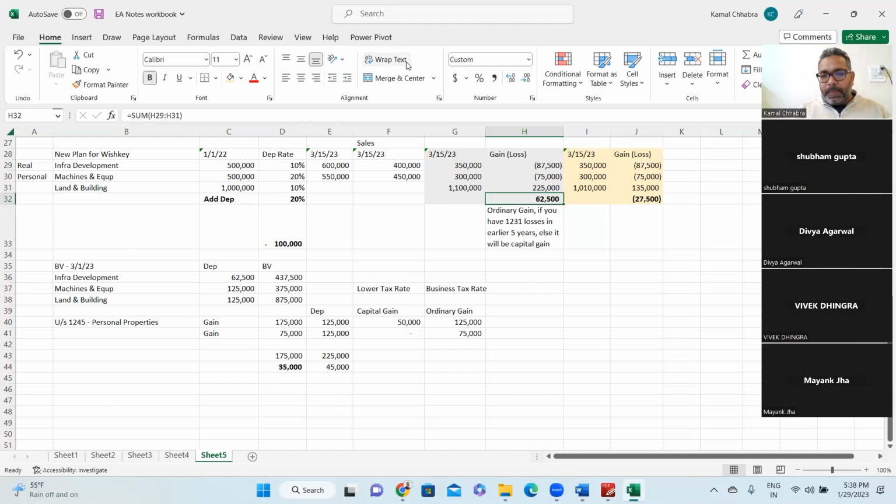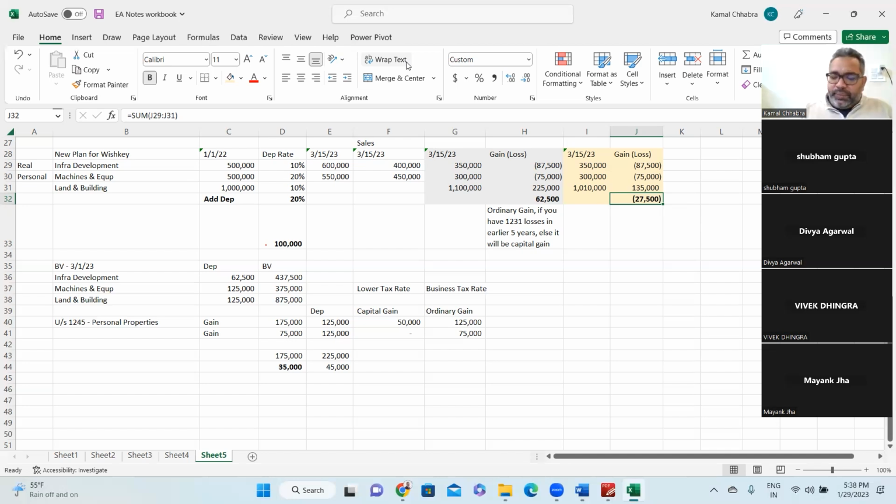Now, in netting, short-term gains with short-term losses and long-term, we will come to that. That is also a topic we'll be covering. But here I'm just focusing on 1231, which is an important topic. It is heavily tested in exams.